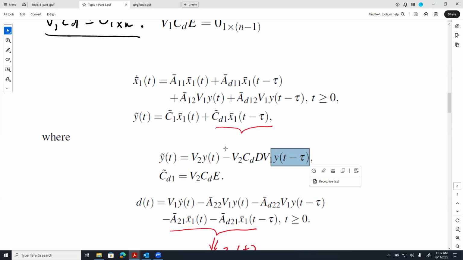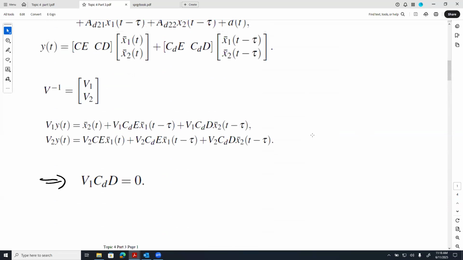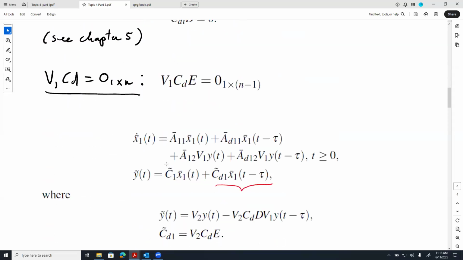And therefore, we can realize y tilde t, which is an output measurement vector of the reduced time delay system. So we got that term in there. And then when we go back and look at the other terms, of course, this one is called C tilde 1, C tilde 1 x bar of t. And that's where we got this term in here.